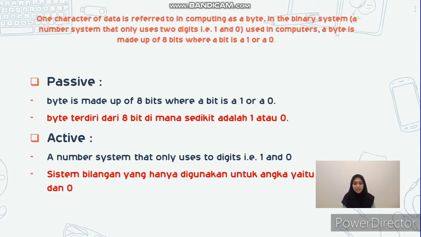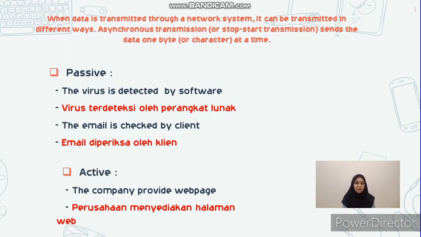And then active: a number system that only uses two digits, 1 and 0. And then when data is transmitted through a network system, it can be transmitted in different ways: asynchronous transmission or start-stop transmission. It sends the data one byte or character at a time. Then sentence passive: the virus is detected by software, and the email is checked by software. Sentence active: the company provides web pages.